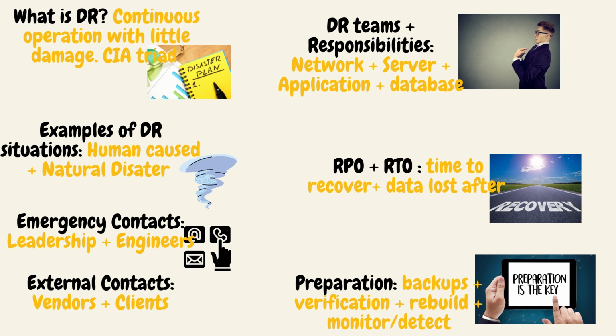So, examples of DR, let's get into it. There are two main ones. One is human caused, and the other one is a natural disaster. Say for instance, a human caused disaster would be an error by an engineer who mistypes something that blows up the database and deletes everything.